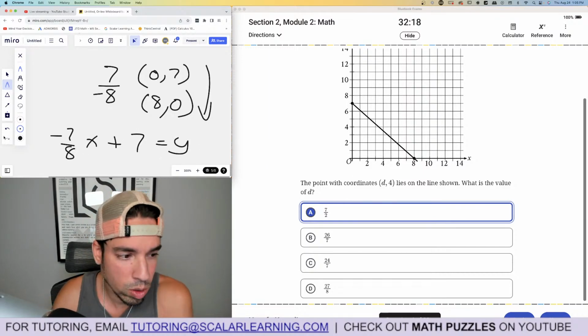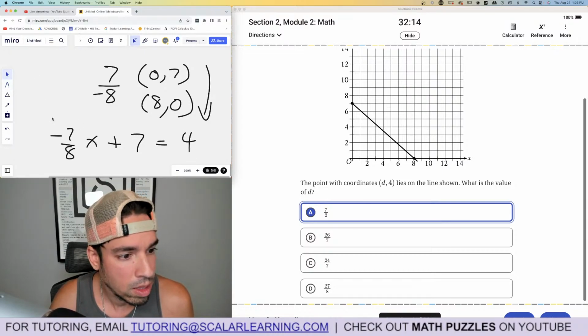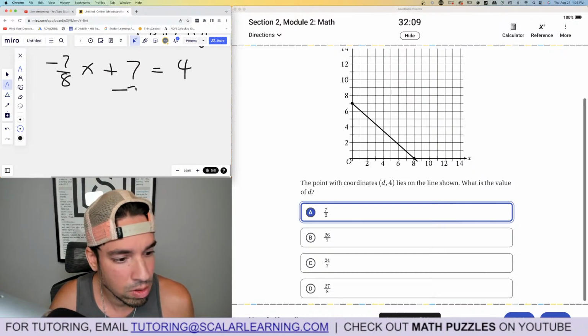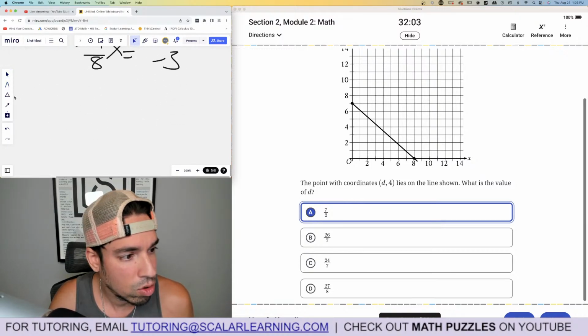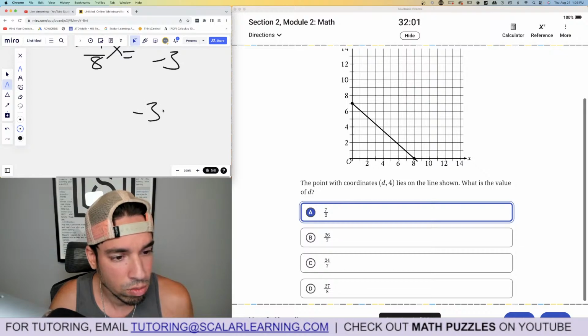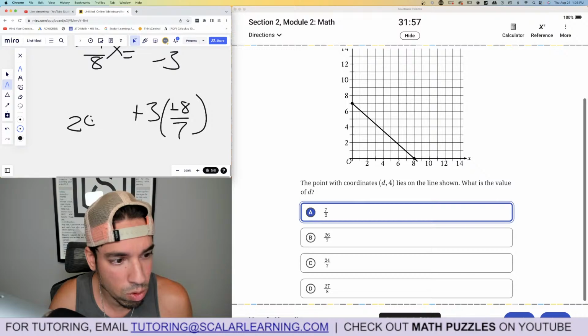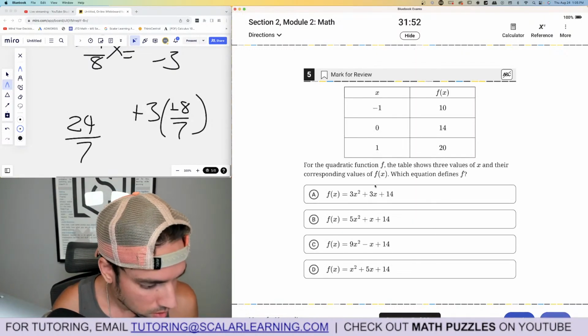And then when Y is 4, this will give us the exact answer, plug and chug. And then we solve for X, minus 7 from both sides, right? Boom. We get negative 3 equals negative 7 over 8 X, multiplied by 8 over 7 negative. So negative 3 times negative 8 over 7, cancel. That's 24 over 7. So C is the exact answer. Boom, done.